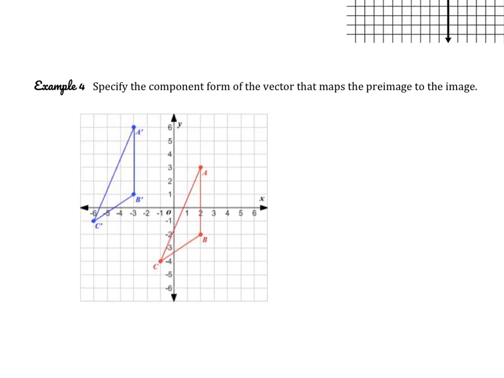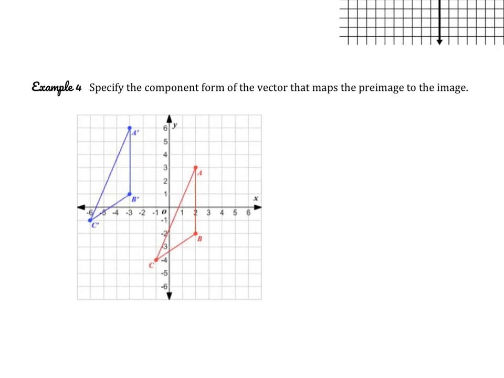Okay, the last thing we're going to do is look at an image and its pre-image, and see if we can find the component form of the vector. So what I'm going to do is draw my vectors connecting my pre-image to my image. So from A to A prime, that'd be the vector. I can do the same for all of my points. And there you have it.